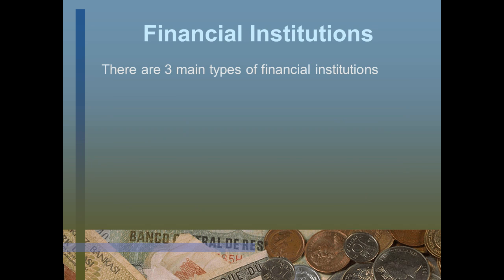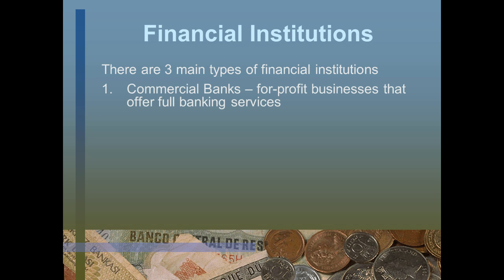All right, there are three main types of financial institutions in this country, two of which are still common, one of which has basically all but gone the way of the dodo. The first one is commercial banks. These are probably the most common. These are like BB&T, Wells Fargo, RBC Bank, all the major banks you see on commercials.